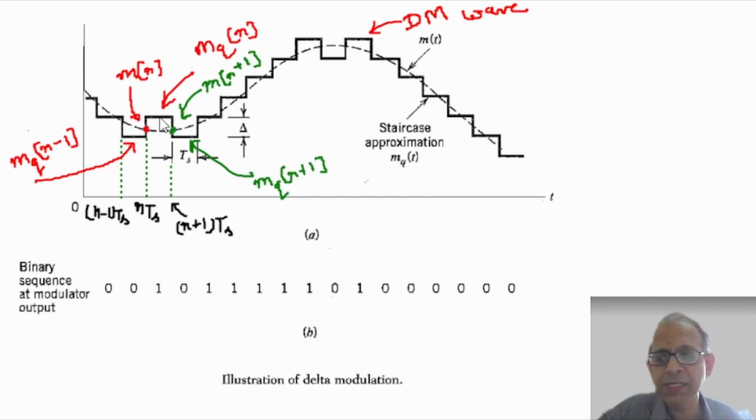Because this staircase function can be generated from a given reference point just by knowing whether to go delta up or delta down, that message can be encoded in a binary digit stream, bit stream, as 0 and 1. For minus delta, it is encoded as 0. For plus delta, it is encoded as 1, and so on. So this DM wave can be encoded as a bit stream as shown here.